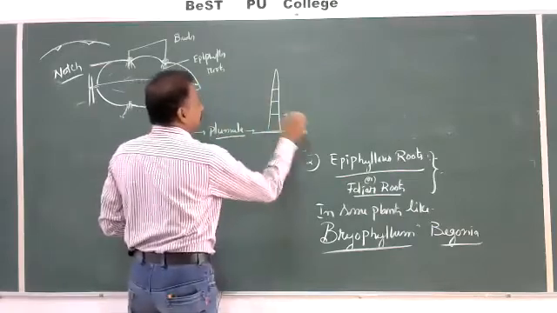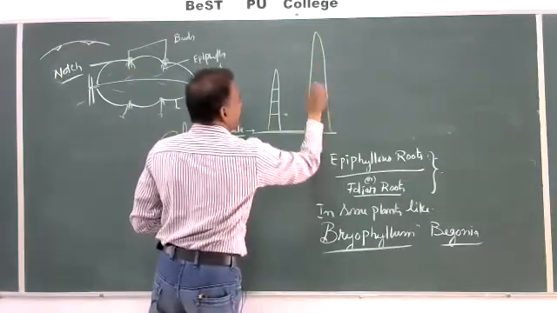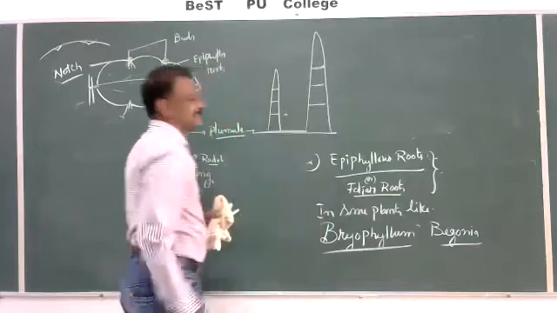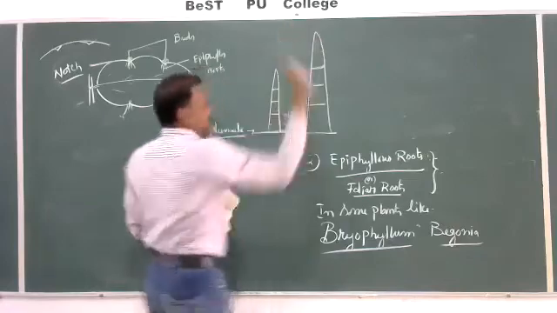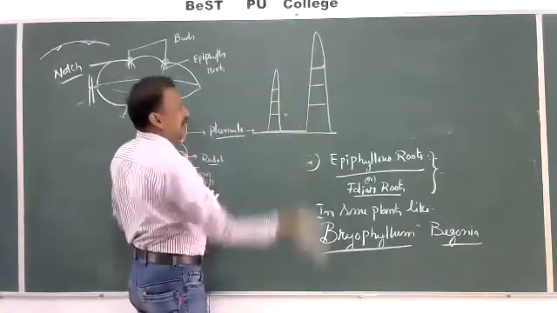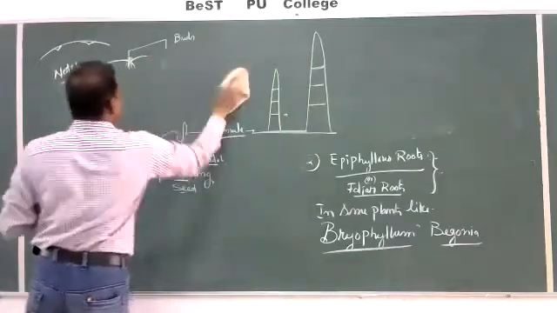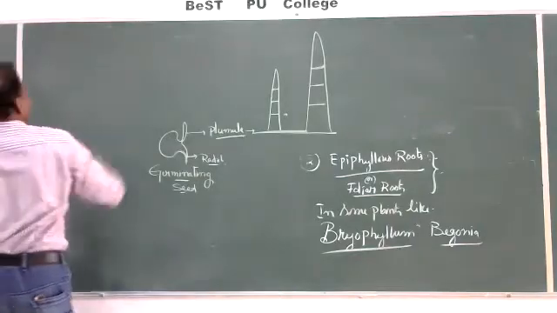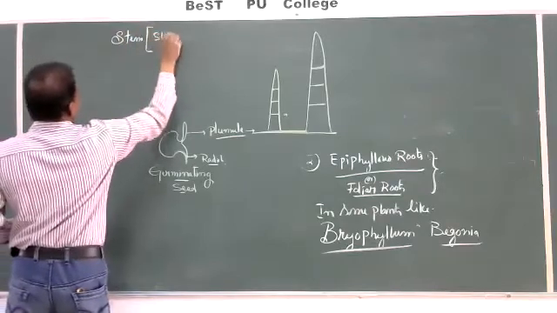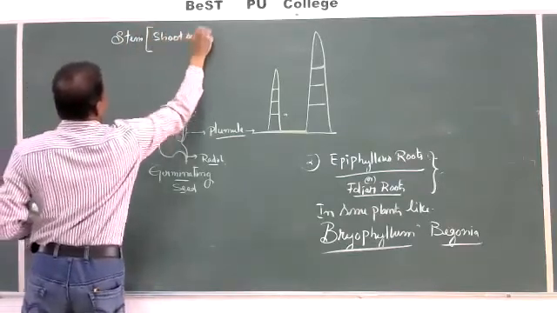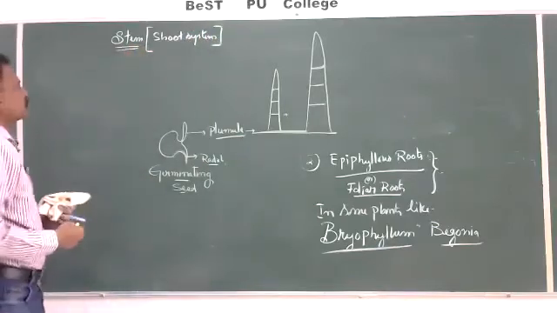They were growing into the air. They appear green in color, positively phototrophic, negatively geotrophic, negatively hydrotrophic. Stem is here. With this word we can say what is the shoot system and what is the stem.